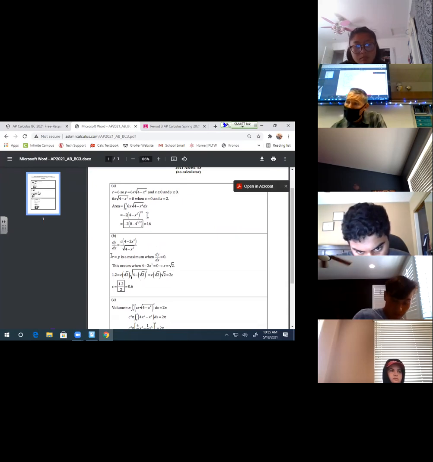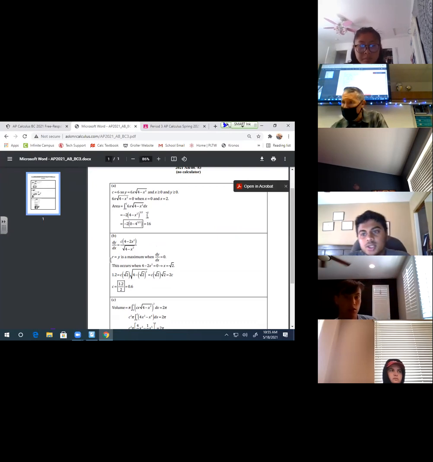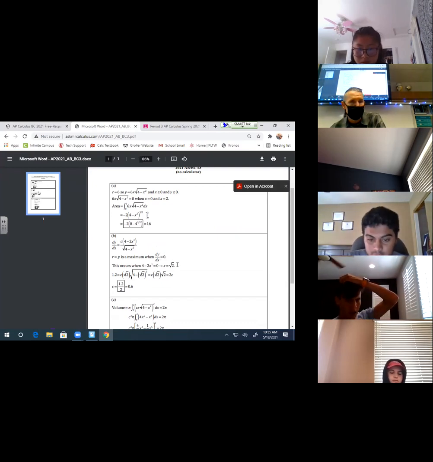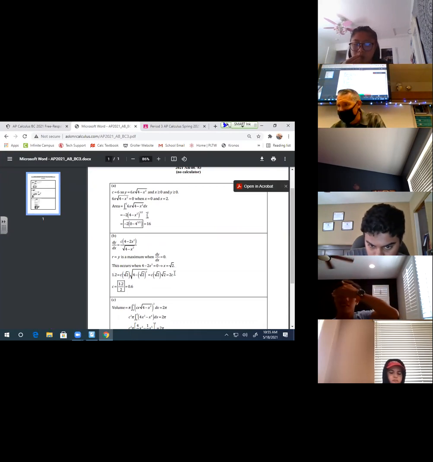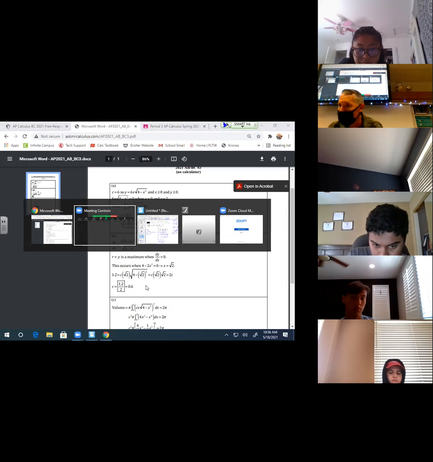So we have R, which is equal to Y, is a maximum when dy dx equals 0. That's at X equals root 2. So 1.2, which is the radius, is equal to the Y value, which they get C is equal to 0.6. So that's part B. Let's move on to part C for this one.